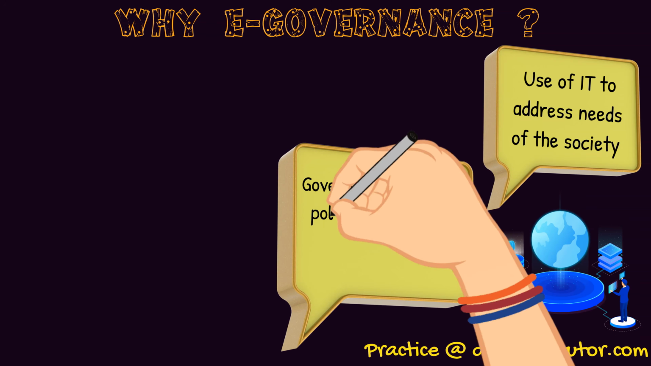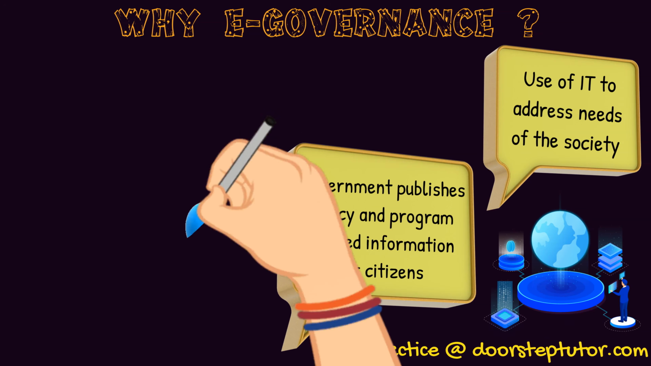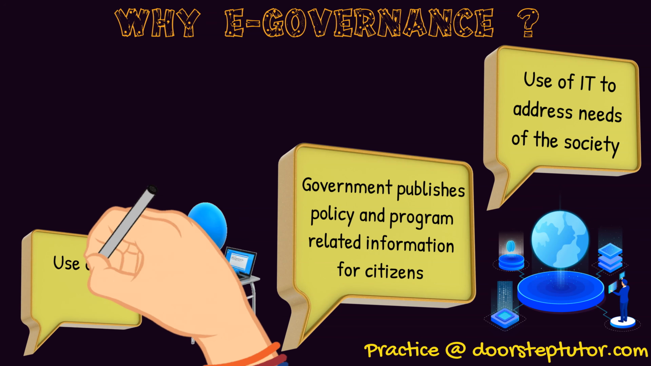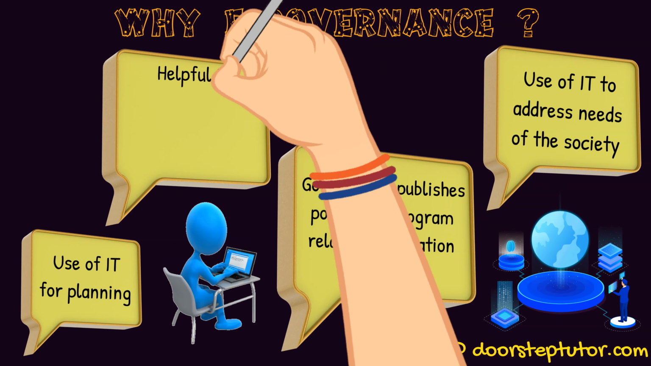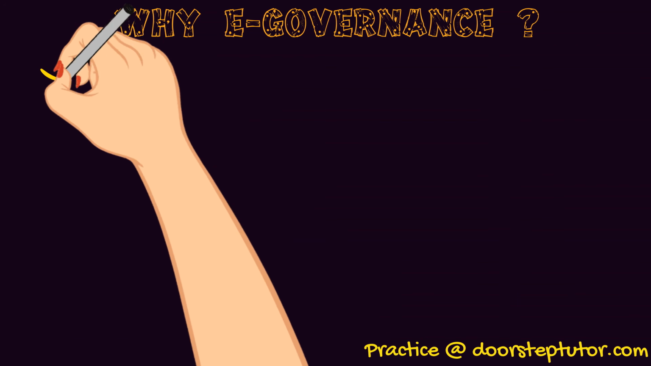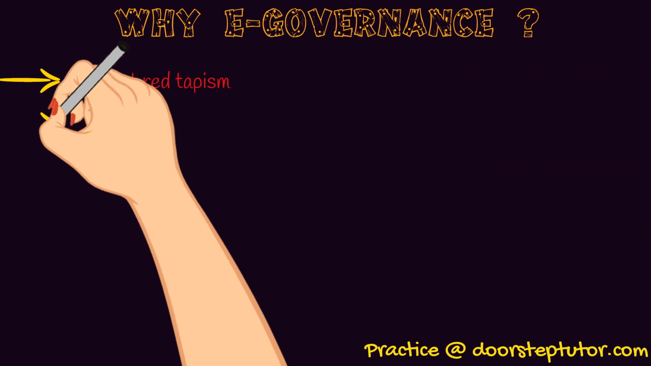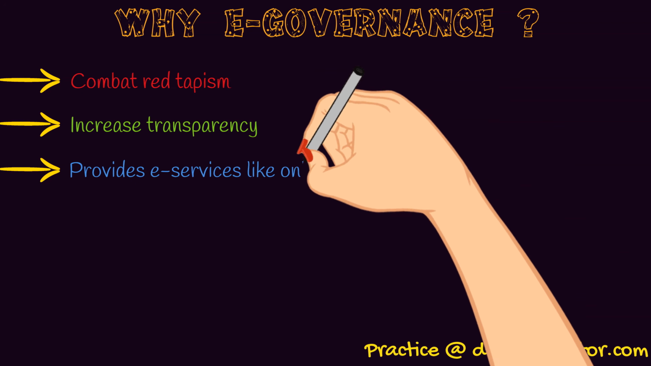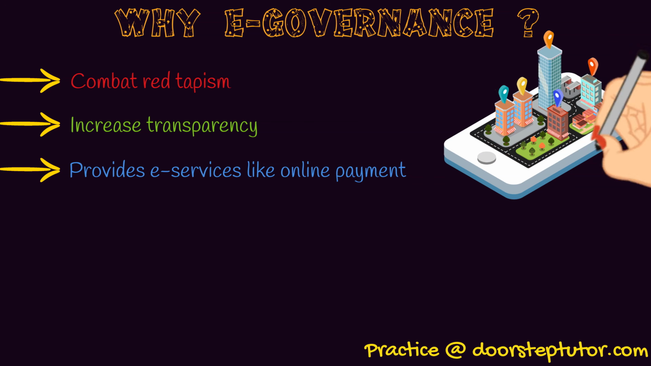The government publishes various policies and programs related to the information that is useful for the citizens, and it is easier to go through those policies and those programs when they are available electronically. The use of information and technology can also be very helpful for the planning and development of the society. It helps in combating red tapism, it increases transparency, it provides e-services like online payment. Therefore, it is an easy and quicker method of governance.